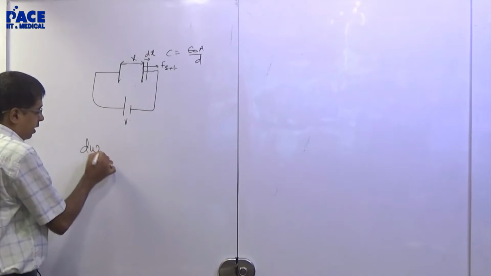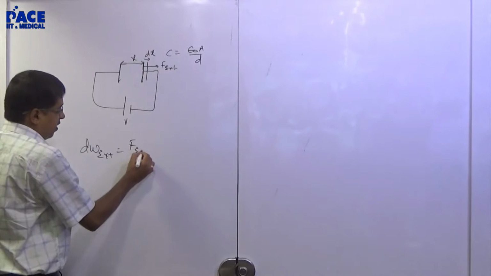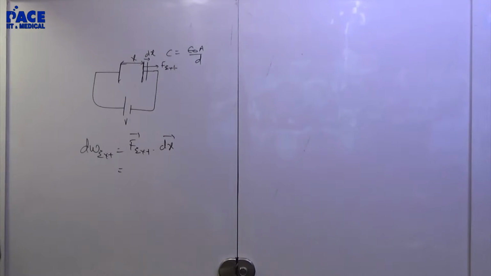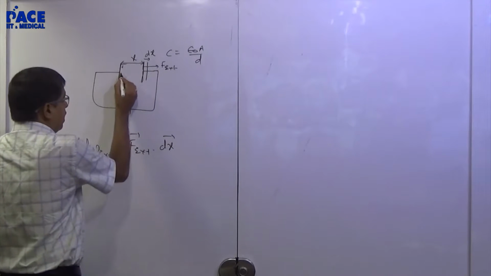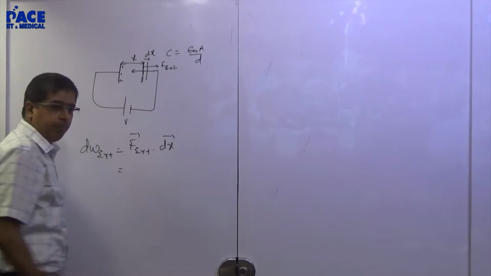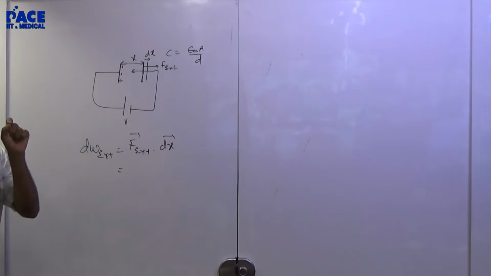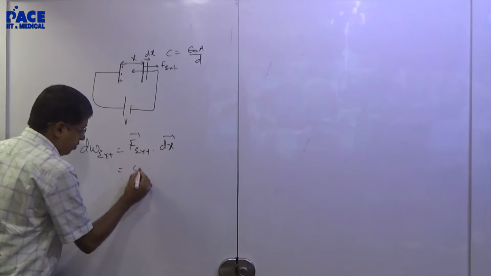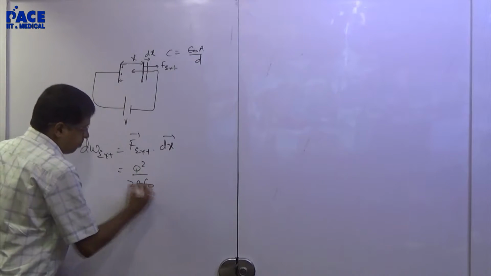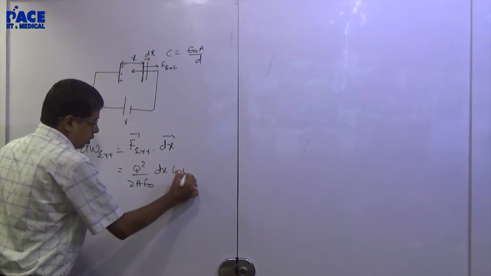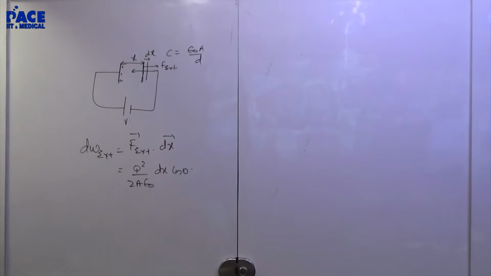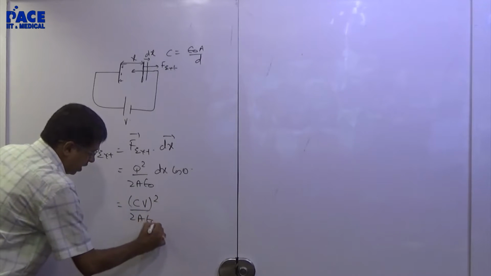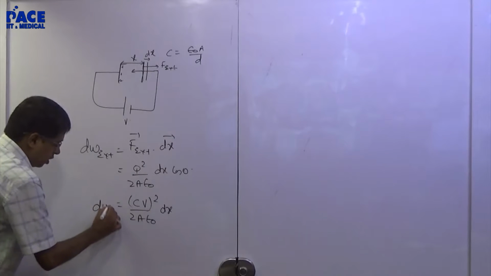What will be the work done by the external force? F external dot dx. Everybody agrees with this? What is the external force I should apply? Equal to the force of attraction between them, so that change in kinetic energy is 0. Right? F external will be force of attraction between them. Q square by 2 A epsilon naught dx cos 0. Agreed? Q will be CV, whole square by 2 A epsilon naught dx cos 0.